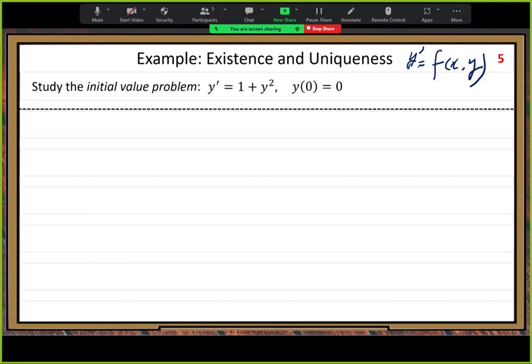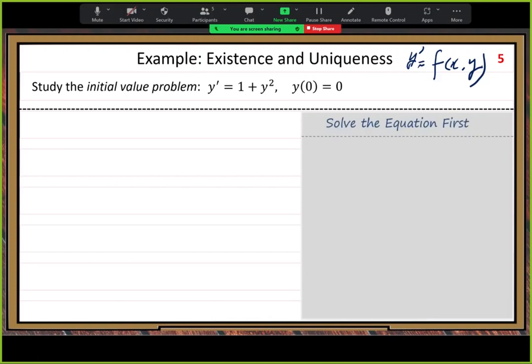But this equation is so simple, we can solve it first, see the real solution, then check with the theorem. Solve the equation first. It is separable type. So we write it this way, then take the integral. The right hand side is easy. What's the integral of the left hand side?